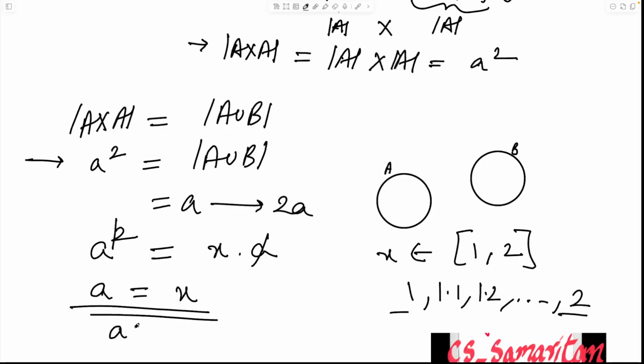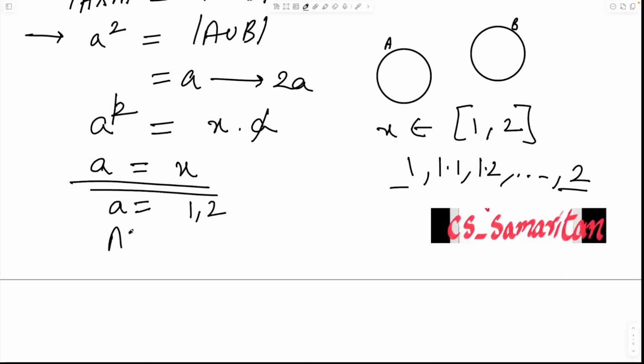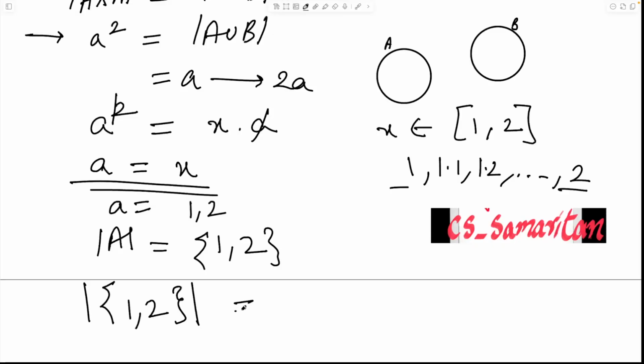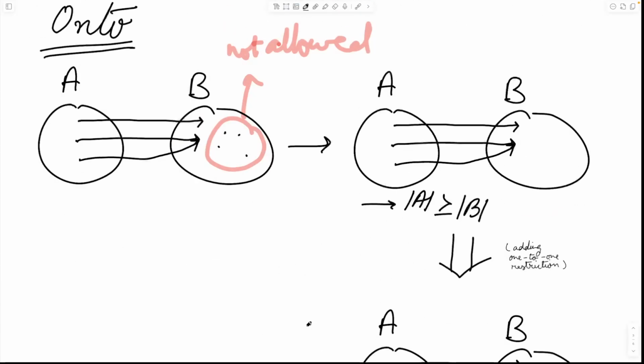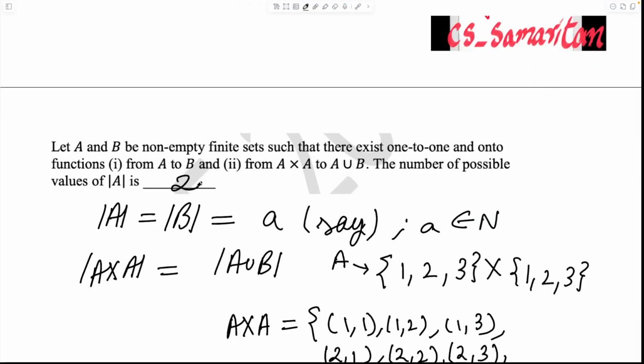So A can take the value of 1, 2, right? A is basically assumed to be the size of A. But that is not what we have to find. If this is the set of the possible values of A, then we have to find the number of elements of this set, right? And this is equal to 2, and that is your answer. The answer is 2 for this question.